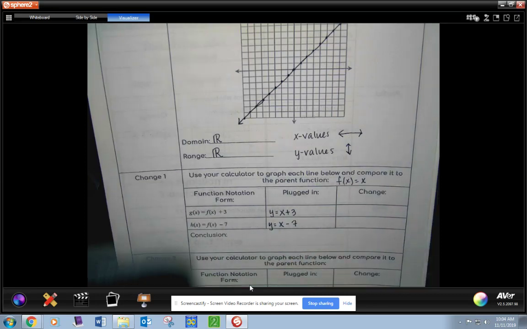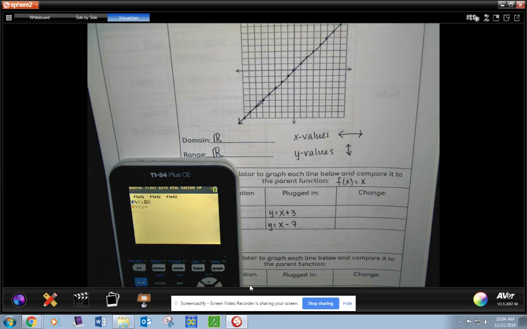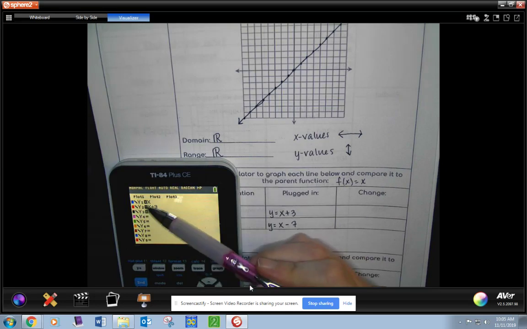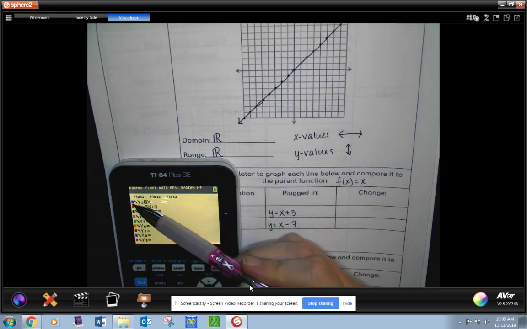So now we're going to go back to the calculator. We're going to leave x in y1. We're not taking that out at all because that's what we're comparing it to. You always have to compare to the parent. Then I'm going to move down to y2 and make this x plus 3, and y3 I'm going to make x minus 7. Once I have all of them, I just want to see what the change is. So before I press graph, I want you to notice that x is going to be in blue because that's the color on the side.